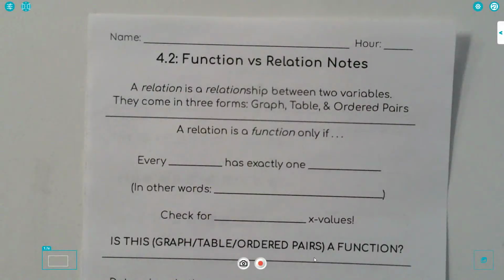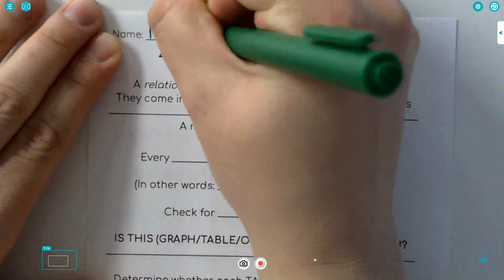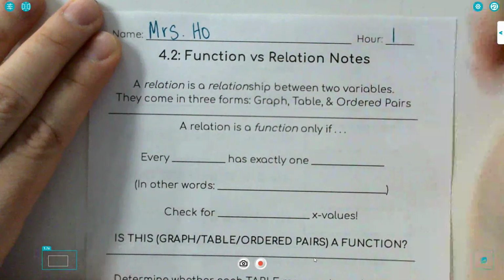Okay, so today we are continuing to talk about whether something is a function or a relation. Go ahead and throw your name on your note sheet.